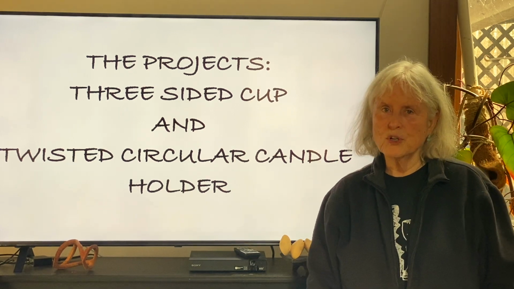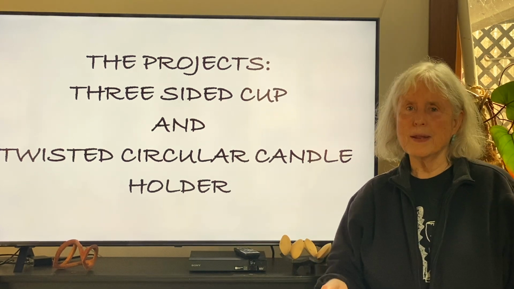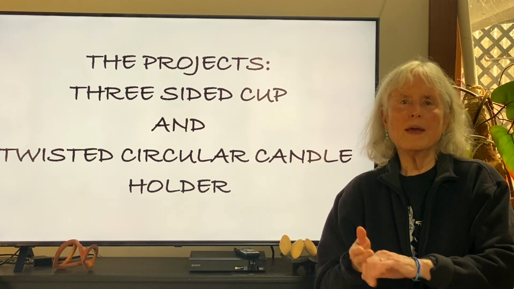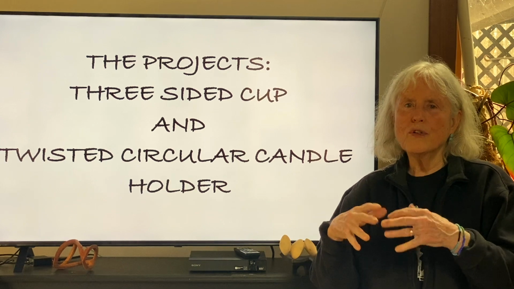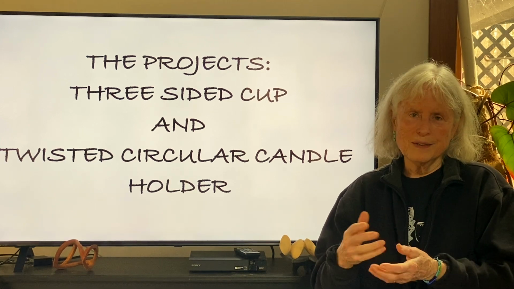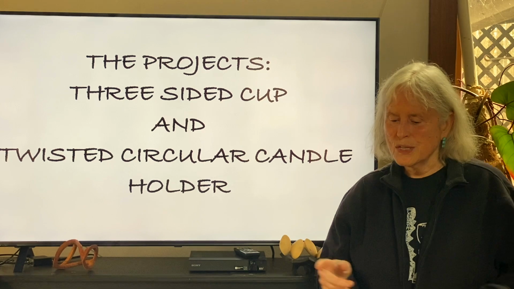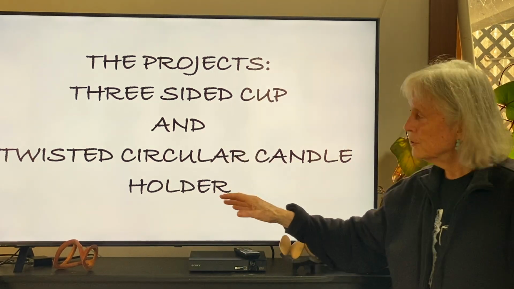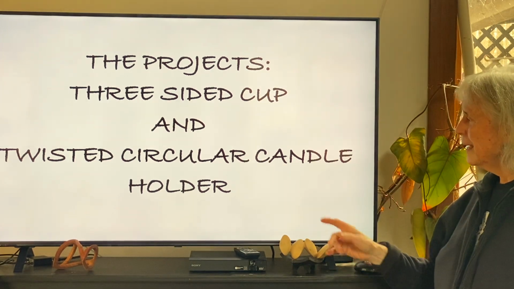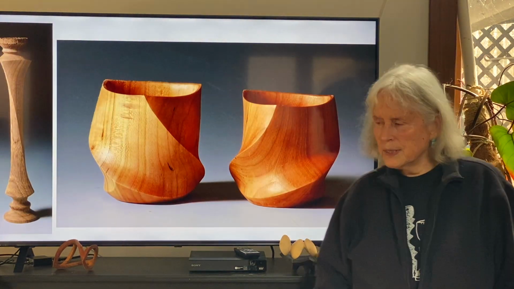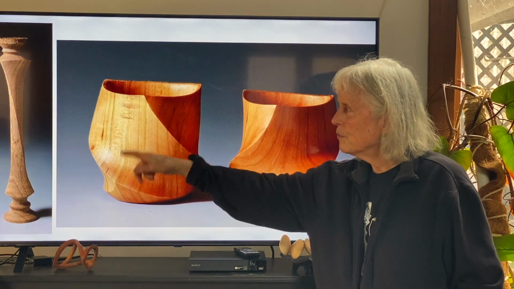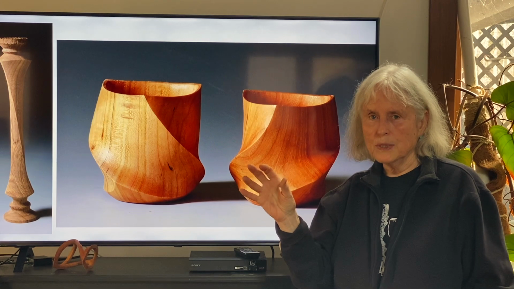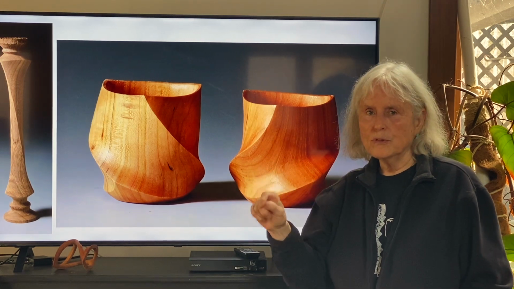In this section I'm going to show you how you use all of that information that we've just covered: those variables, the families of spindles, all the different ways you can create different objects using those ideas. So the first project is going to be a 3-sided cup, and then next I'll do a twisted circular candle holder. So let's take this long walnut spindle that has 3 axes divided by 120 degrees and twisted at 120 degrees.